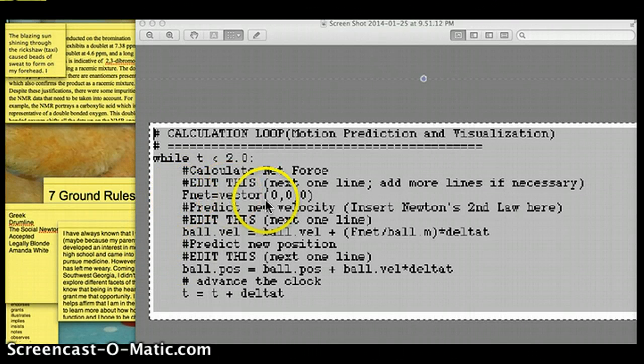The first part is changing the vector of net force to 0, 0, 0 to reflect zero net force. Next, I updated Newton's second law to reflect constant velocity motion. So the new version of Newton's second law in my code is ball.vel equals ball.vel plus fnet divided by ball.m times delta t. I also updated the position formula below.